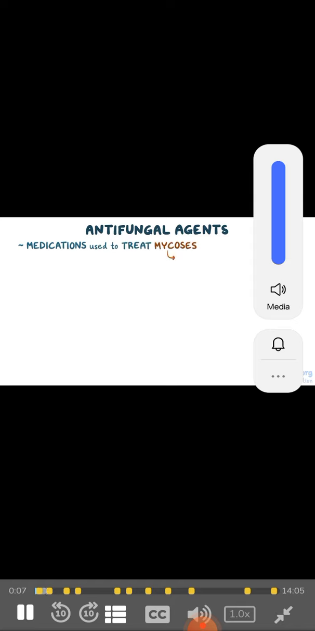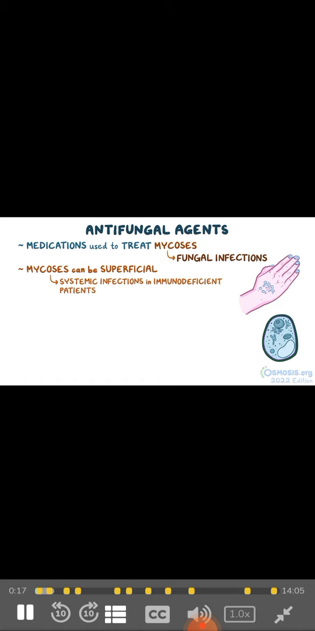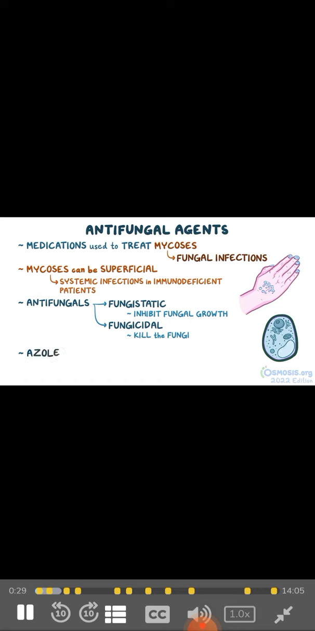Antifungal agents are a class of medications used to treat mycoses, or fungal infections. Mycoses can be superficial, meaning they're localized on the skin, or develop into systemic infections in immunodeficient patients. Antifungals work either through fungistatic action, meaning that they inhibit fungal growth, or through fungicidal action, meaning that they kill the fungi. Now, antifungals include the azole family and a novel class of medications, echinocandins. But there are also many other antifungals with similar or different mechanisms that we'll talk about in this video.